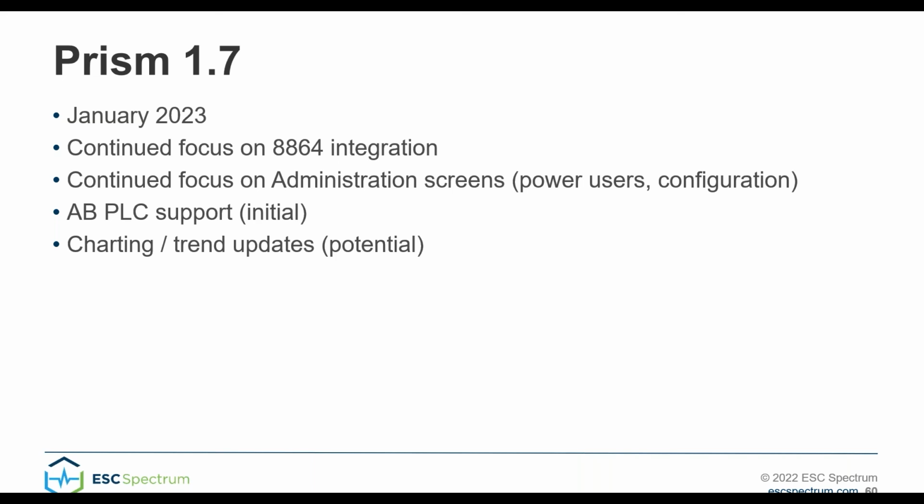We are hoping to add Allen Bradley PLC direct support from Prism in 1.7. So we're starting on development on that now, and we'll let you know how that goes. We do hopefully have some charting and trend updates that may be coming in 1.7 as well. So we do have the trends. We're thinking about potentially adding a more advanced type of charting, maybe a module or screen that can do some more powerful charting than the live trends can do now.